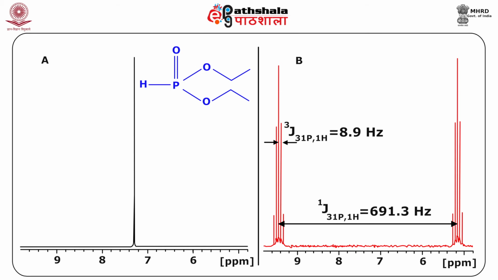Now students, let us concentrate on the figure which represents the 31 phosphorus NMR spectrum of diethyl phosphonate with proton decoupling, and showing 1 bond and 3 bond coupling between 31 phosphorus and hydrogen, that is proton. As you can see, the figure shows the 31 phosphorus NMR spectrum of diethyl phosphonate. In part A of the spectrum, the hydrogen has been decoupled, and in part B, the 1 bond and the 3 bond coupling with hydrogen is shown.